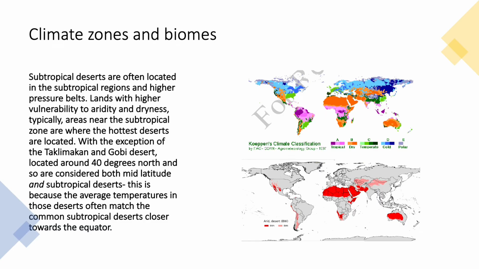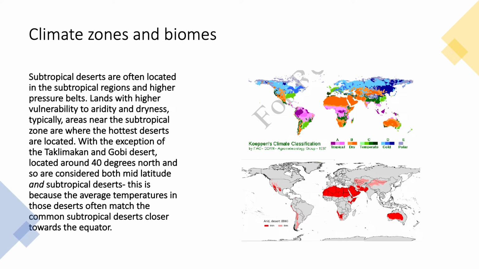Climate zones and biomes. Subtropical deserts are often located in the subtropical regions and higher pressure belts, which are around the tropics of Cancer and Capricorn, just a little above that, so around 40 degrees north and south of the equator. Lands with higher vulnerability to aridity and dryness, typically areas near the subtropical zones, are where the hottest deserts are located.